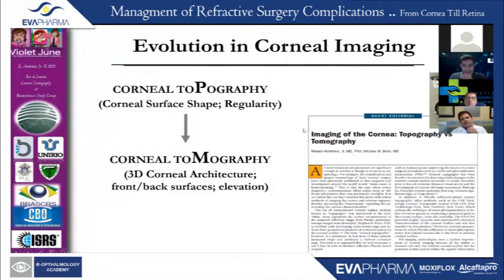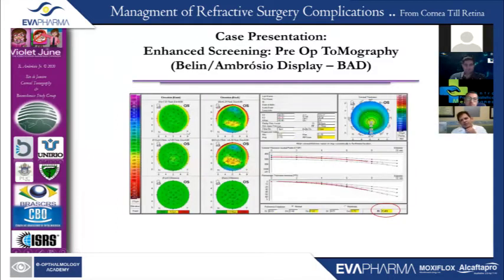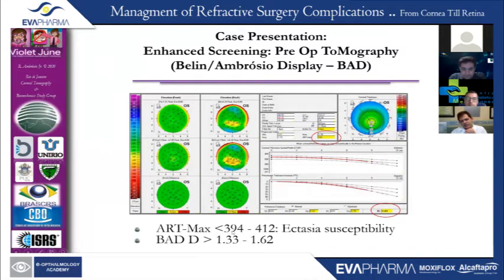And that was the effort that we've done with Michael Bellin to get numbers, and the deviation from the normality is here with a cutoff from around 1.4. That will be a very good cutoff for identifying ectasia susceptibility along with ARC-max. And I will allude to the sensitivity and ROC curves in a study that we've done recently.